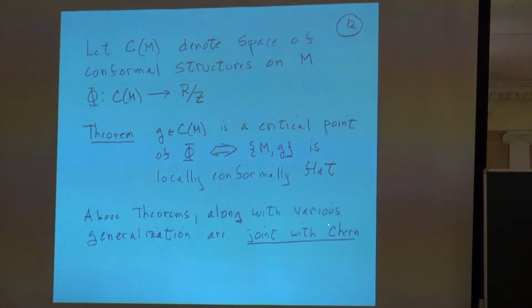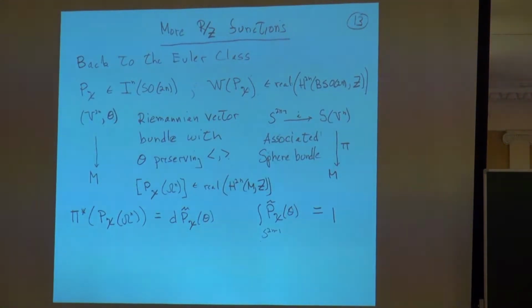So in here, I reminded myself to say that these theorems, along with various generalizations, were joint with Chern. Okay, so I want to look at some more R mod Z functions. So we'll go back to the Euler class. I'm creeping up on differential cohomology here. So remember that we had this invariant polynomial, and the Weil image of it was a real integral class in the classifying space and so on.